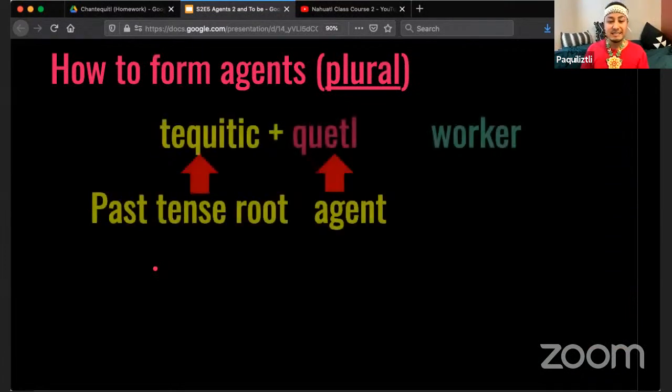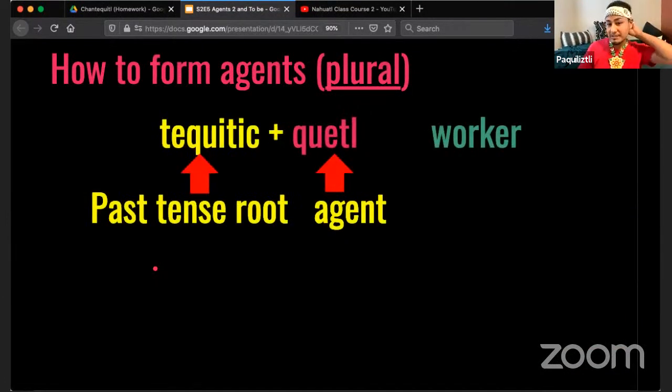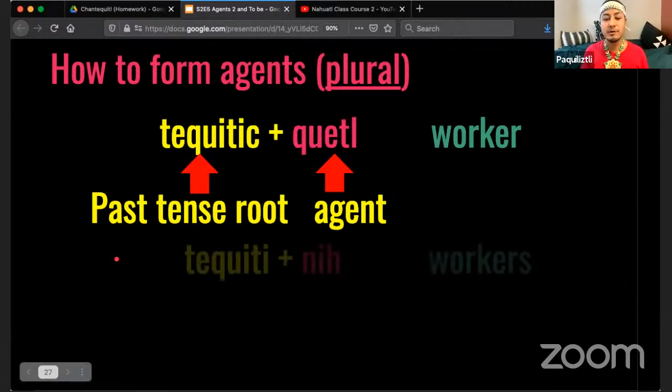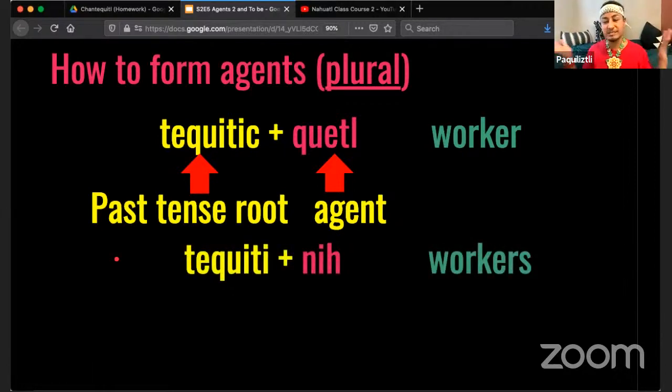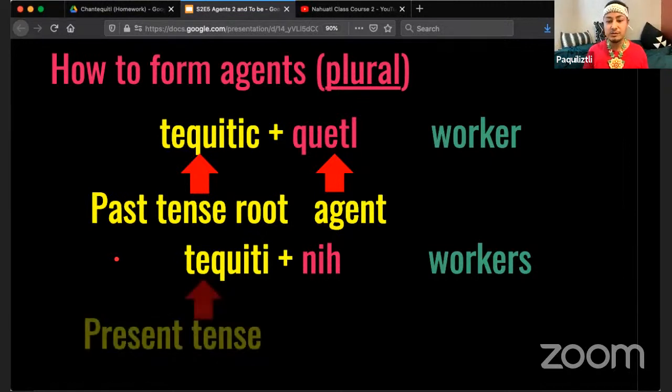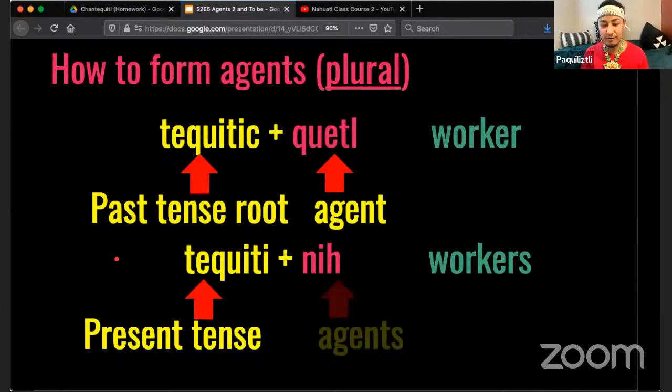If you can see, it's actually a little bit simpler to create the plural versus creating the singular form of the agents. Here I have the example of the singular form, which you just learned, tekitiket, but the plural form is very simple. It's actually much simpler. You just have the verb and you add the ni to it. So you don't make any changes to the verb. You just keep it in present tense, whatever it is, and you add the ni form.